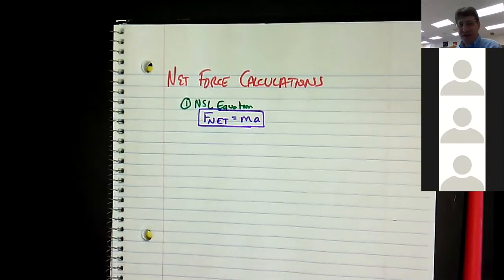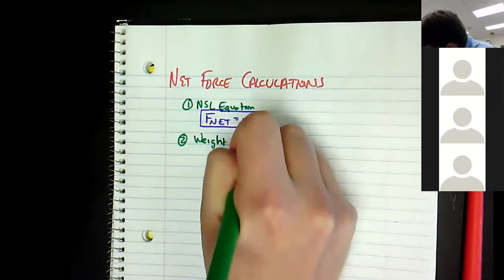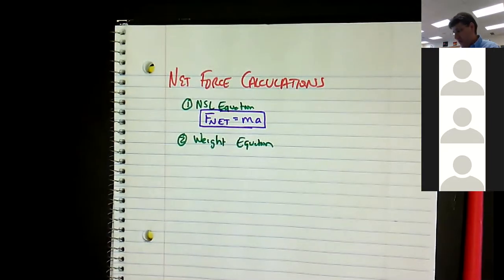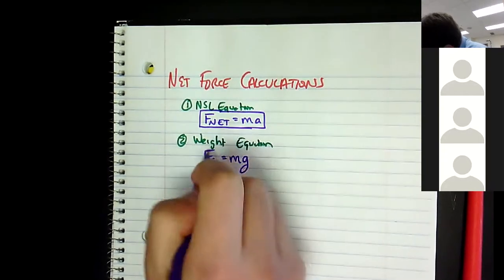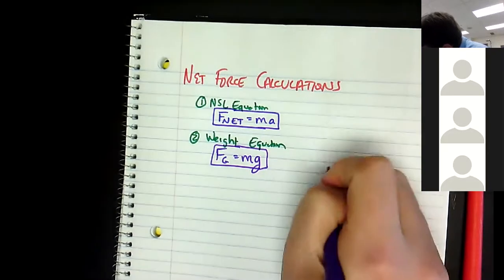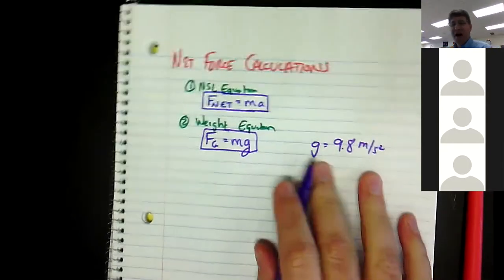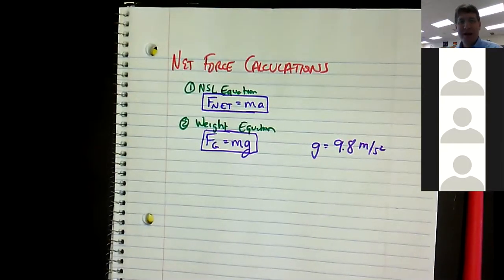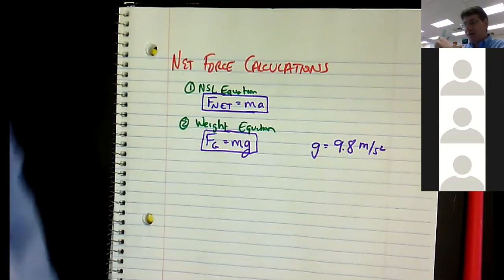The second equation is the weight equation. Weight is another word for force of gravity. The weight equation is that the force of gravity is equal to m times g, where g stands for the acceleration of gravity, which is 9.8. Now, when we use g, we're always going to treat it as positive. When we talked about acceleration last unit, we maybe talked about it being a negative acceleration. But when we talk about g, we're going to keep it a positive number.